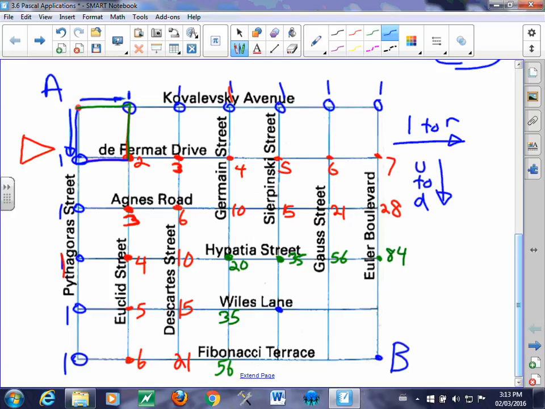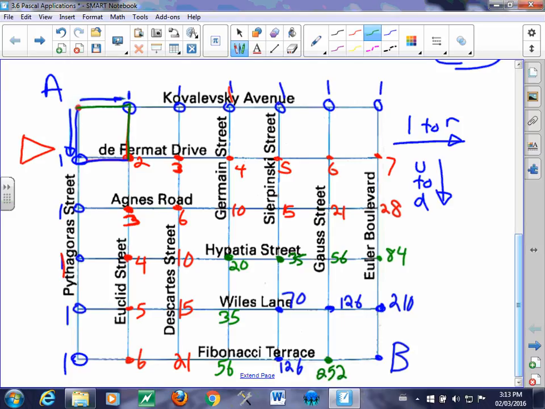Okay, next intersection in the middle. 35 plus 35 is 70. 70 and 56 is 126, which becomes 126 there. 126 plus 84 is 210. Almost there, folks. Down here we have 252.